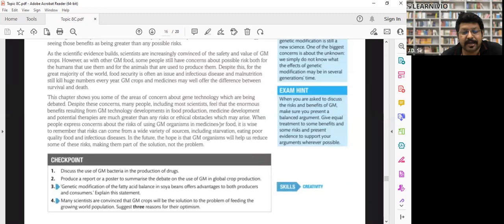When people express concern about the risk of using GM organisms in medicine and food, it's wise to remember that risk can come from a wide variety of sources, including starvation, eating poor quality food, and infectious disease. In the future, the hope is that GM organisms will help to reduce the sum of the risk, making them part of the solution, not the problem.